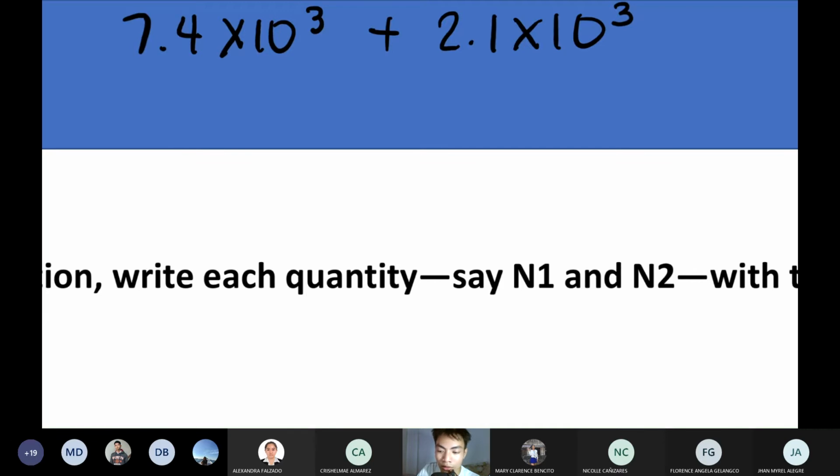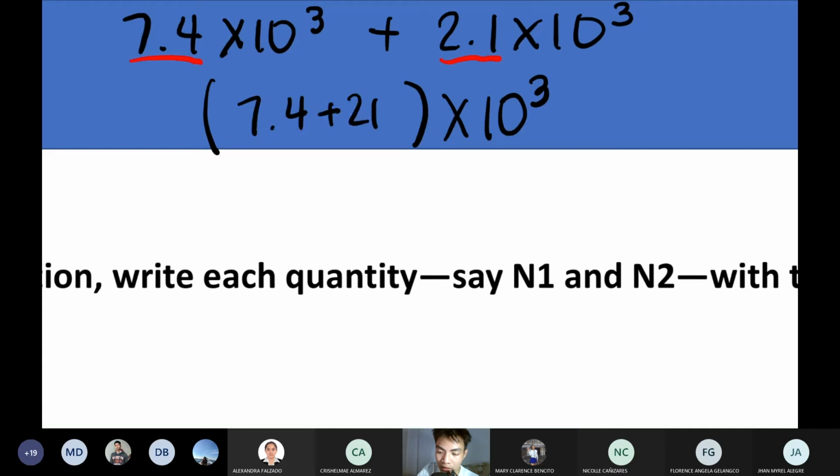So, anong gagawin ko doon? Kopyahin mo lang yan. Times 10 raised to 3. Then, ano yung mangyayari sa natirang numbers? Ipag-add mo lang sila. Okay? So, you add them. So, 7.4, 2.1, so that will be 9.5 times 10 raised to 3.